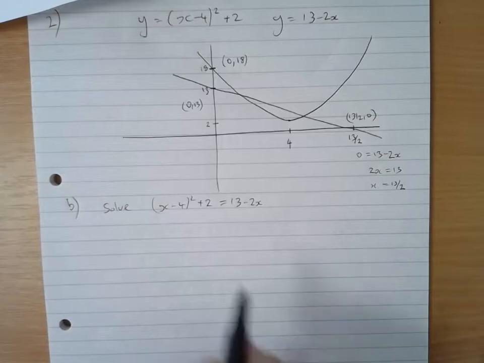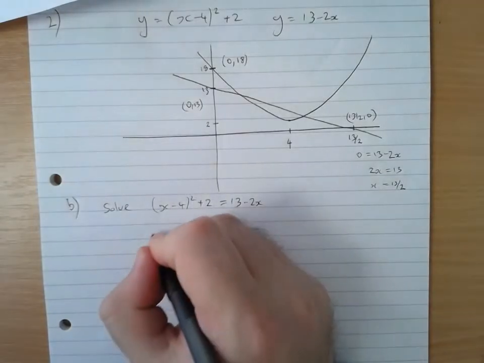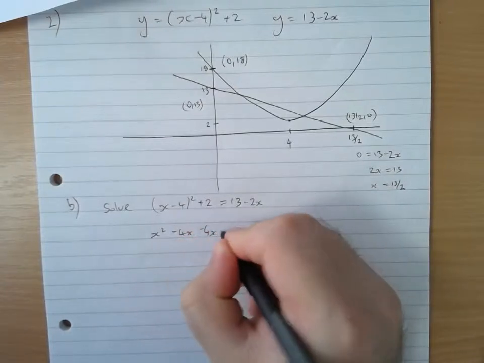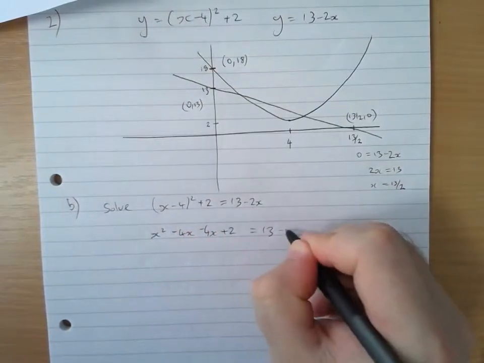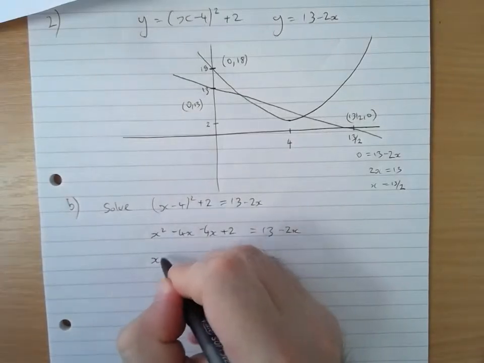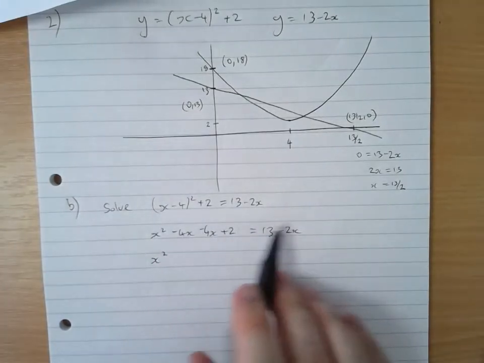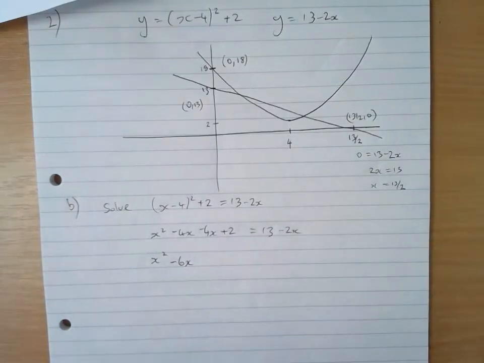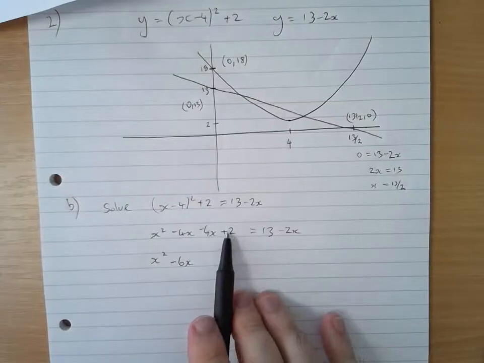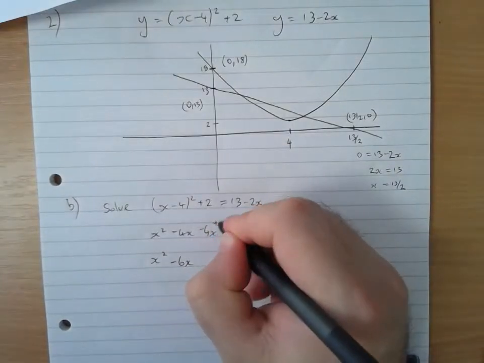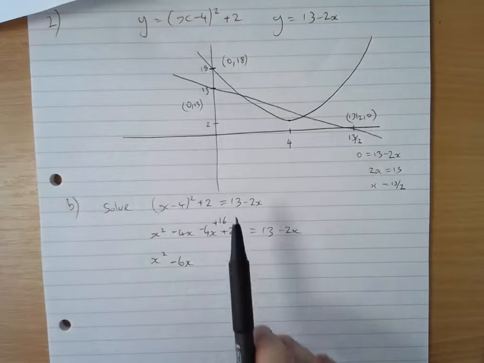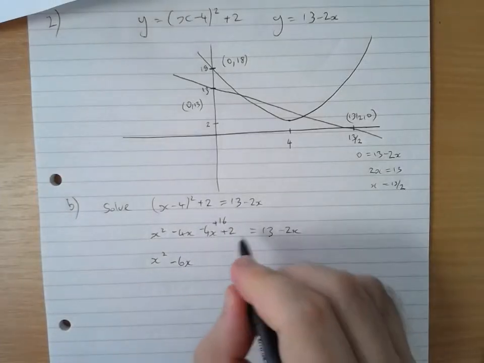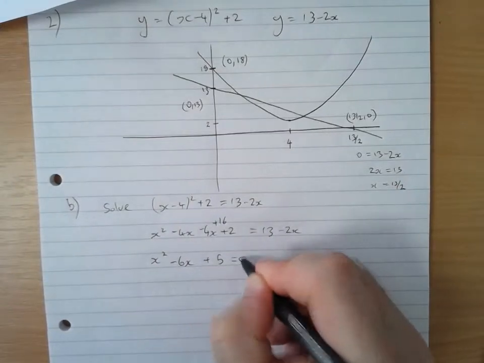So in order to solve this, I'm going to expand and collect up all the terms. So I get x squared minus 4x plus 2 is 13 minus 2x. This leaves us with x squared minus 4 plus 2, when we bring this over, gives us minus 6x. And then we've got our... oh, we missed our 16. Plus 16. Sorry about that. So we've got our 16, our plus 2 is 18. Subtract 13 gives us plus 5 equals 0.